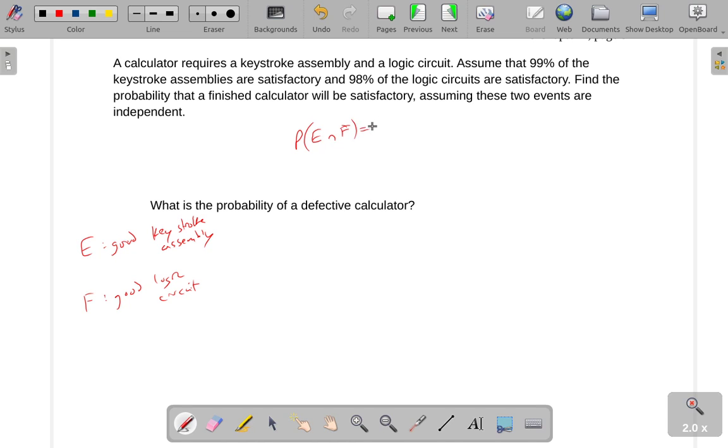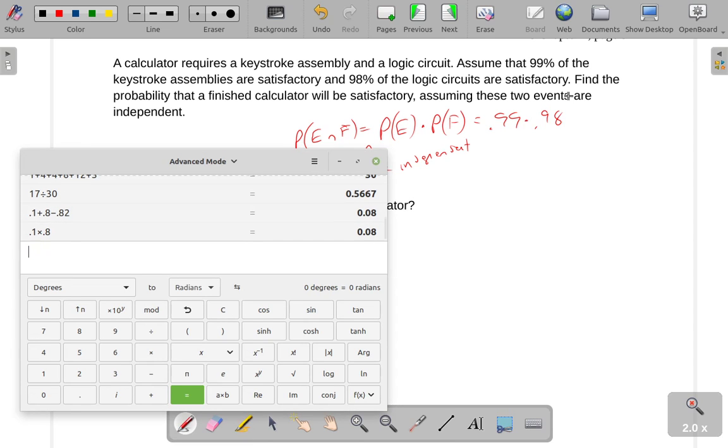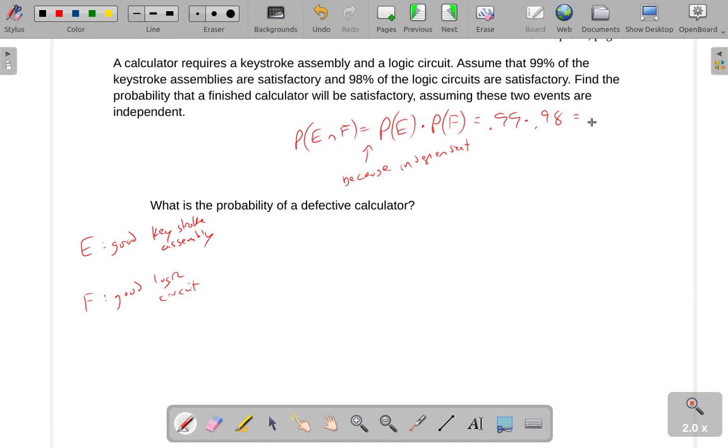Since they're both independent, we know that this is just going to be the probability of the first times the probability of the second. This is because they're independent. Which gives me 0.99 times 0.98. 0.99 times 0.98 is 0.9702. So the probability you get a good calculator is 0.9702, assuming they're independent.